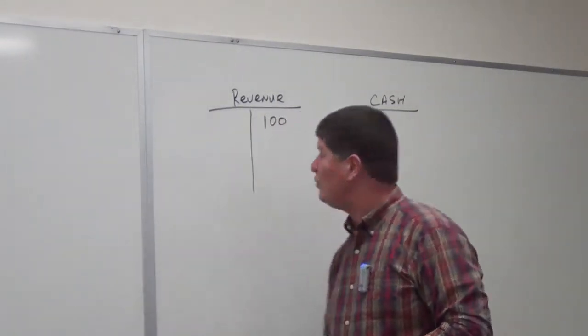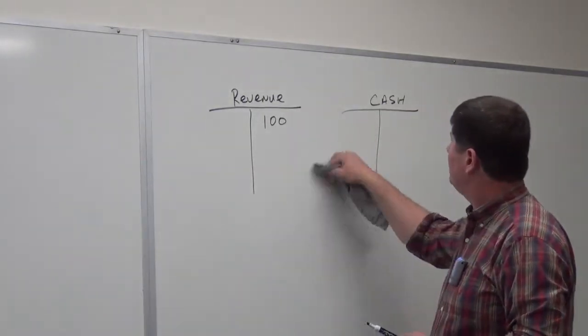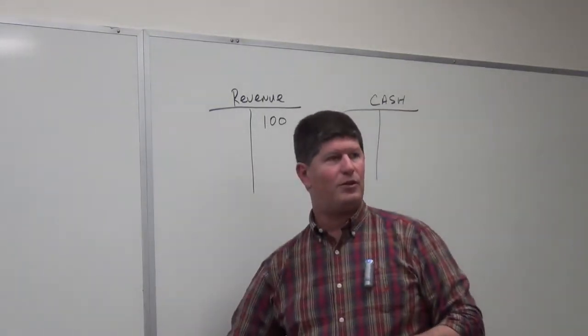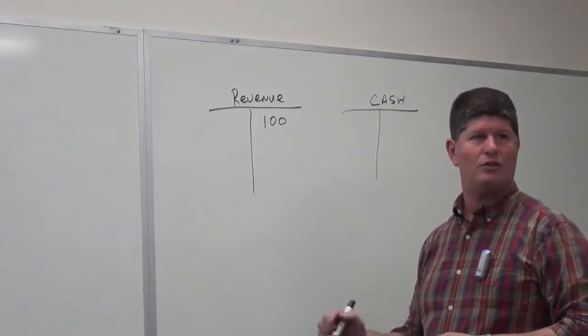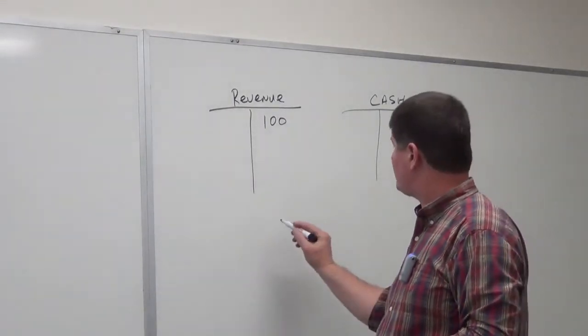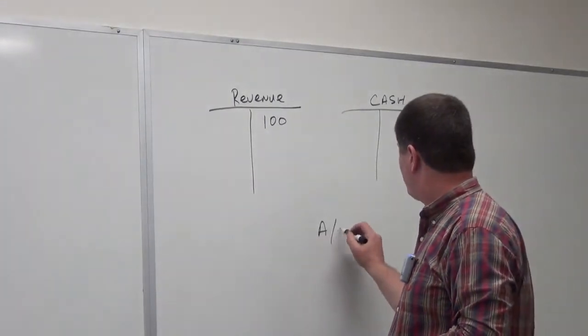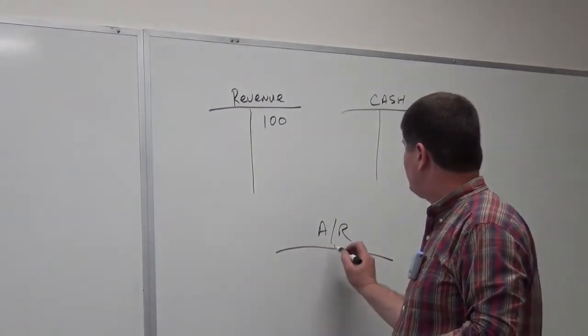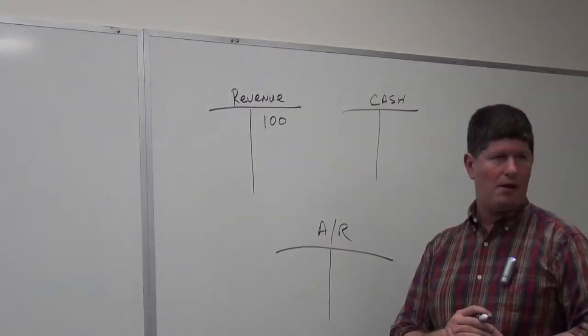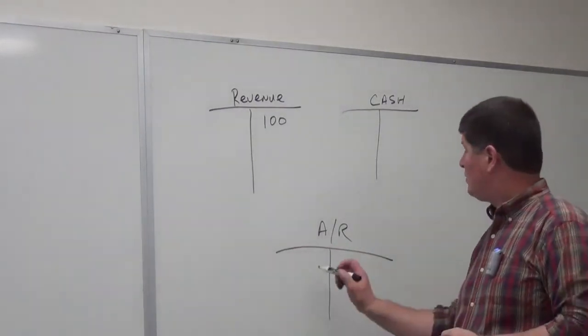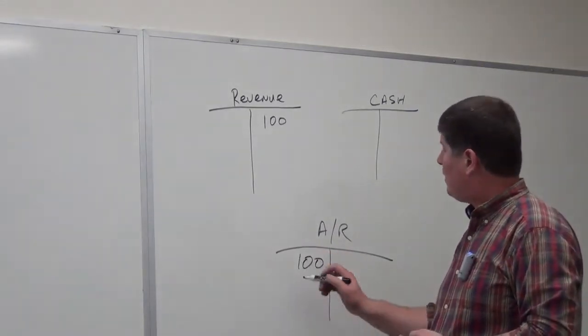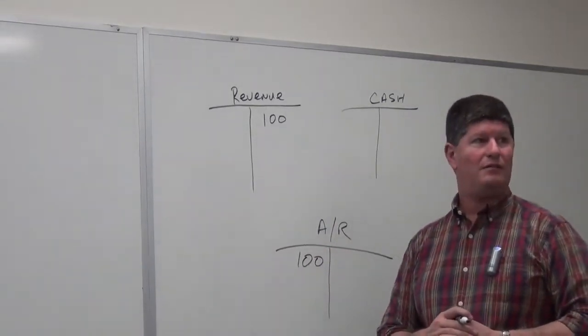Okay. What if you don't pay me in cash? What if I let you sign for it and you tell me that you're going to pay me in 30 days? What do I get instead of cash? I get an accounts receivable. Is an accounts receivable an asset or a liability? It's an asset. So I get a $100 asset.